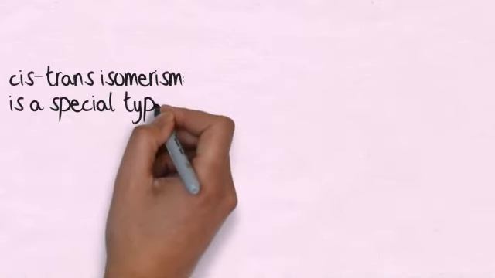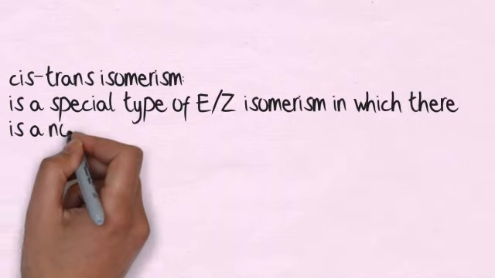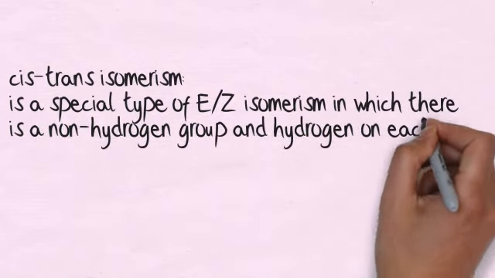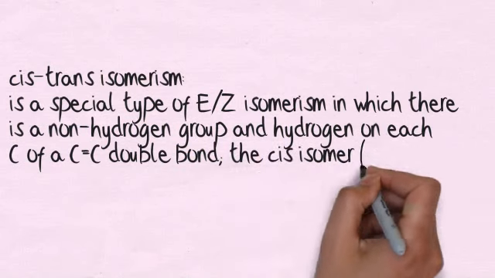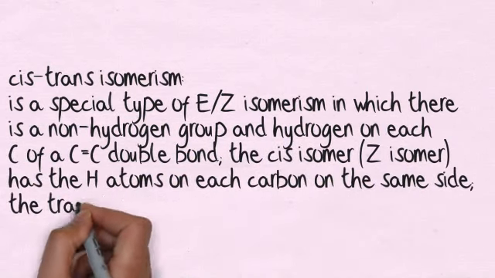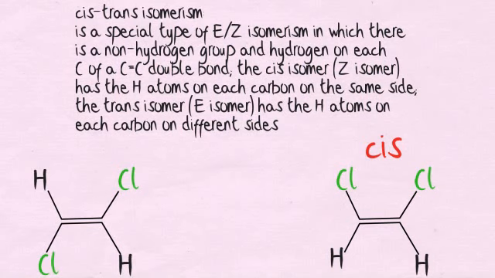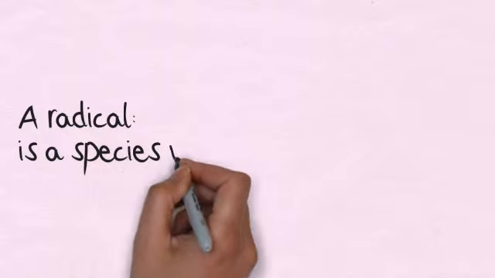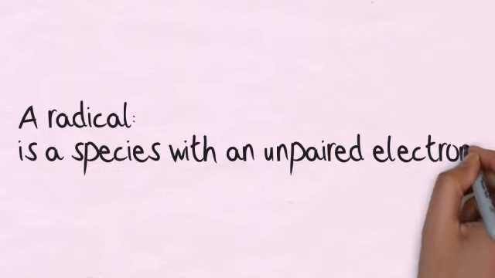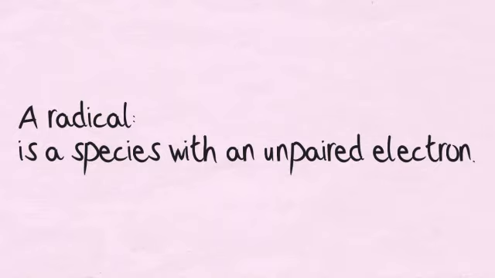Cis-trans isomerism. This is a special type of EZ isomerism in which there is a non-hydrogen group and a hydrogen on each carbon of a carbon-carbon double bond. The cis isomer, or the Z isomer, has the hydrogen atoms on each carbon on the same side. The trans isomer, or the E isomer, has the hydrogen atoms on each carbon on different sides. A radical is a species with an unpaired electron.